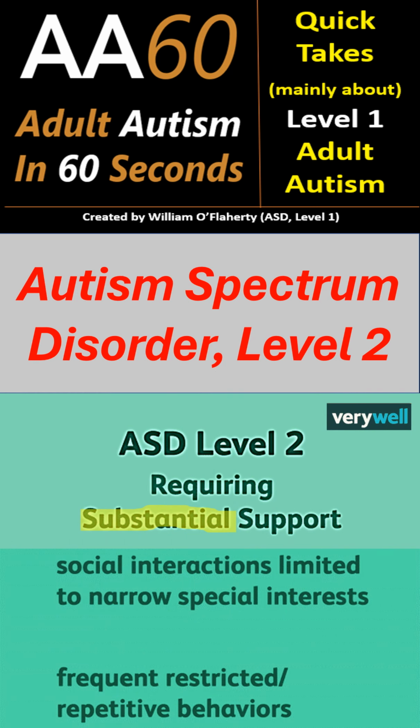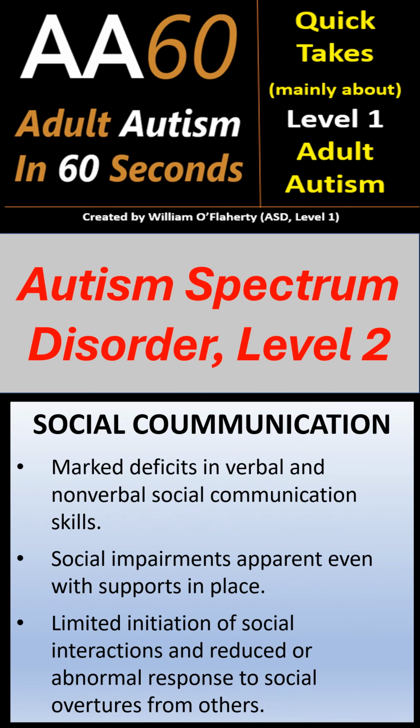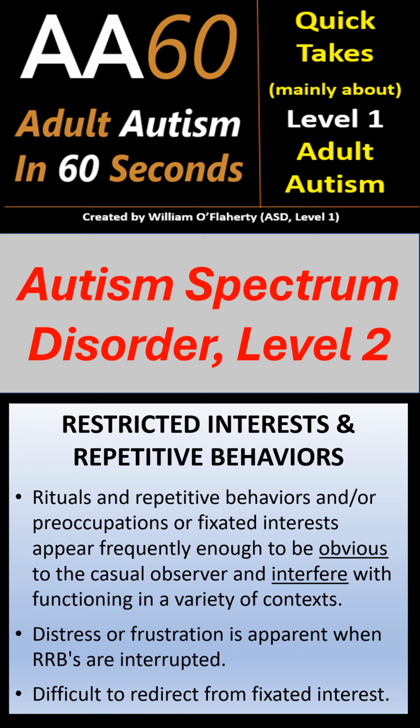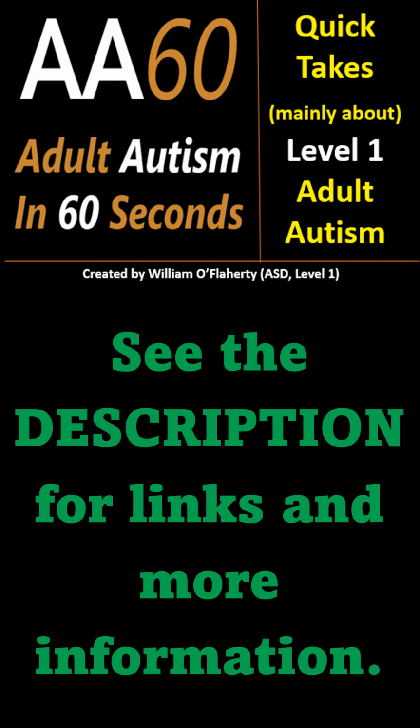There are marked deficits in verbal and nonverbal social communication. Even with supports, the social impairment is apparent. Initiation of social interactions are limited, along with reduced or even unusual responses to social interactions. Rituals or repetitive behaviors will appear often enough that it will be apparent to the casual bystander. Besides being annoyed or resisting interruption, their distress or frustration will be more noticeable than Level 1 individuals.